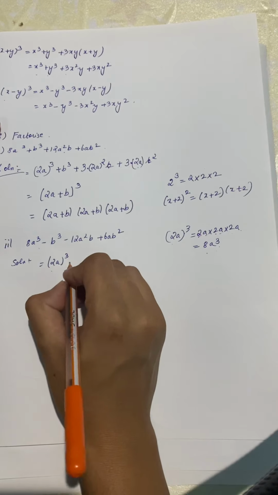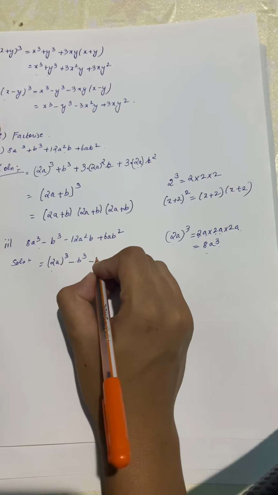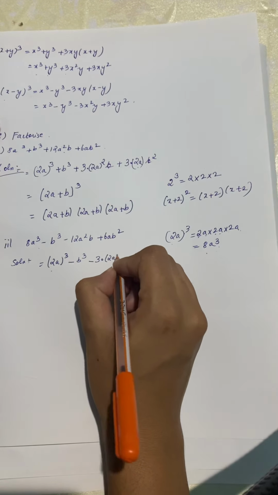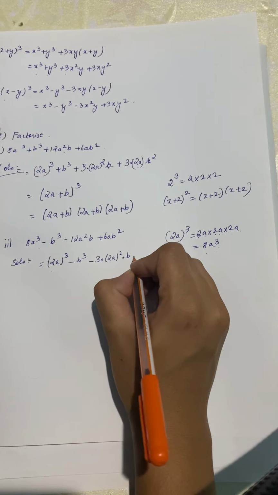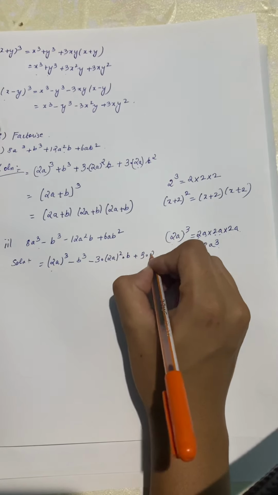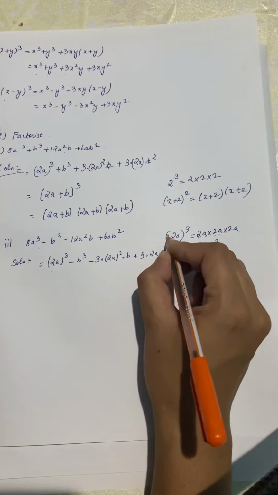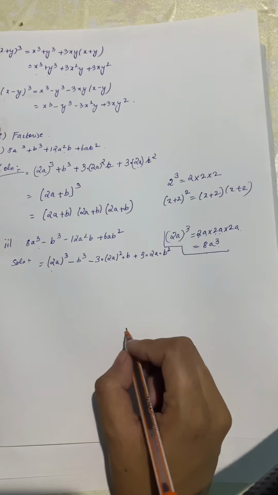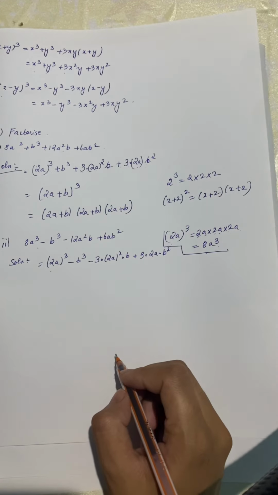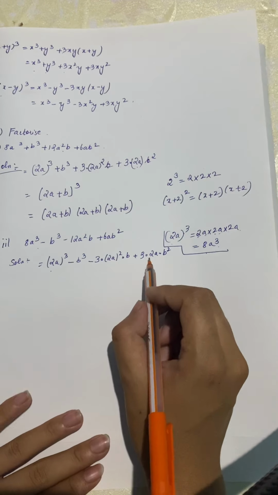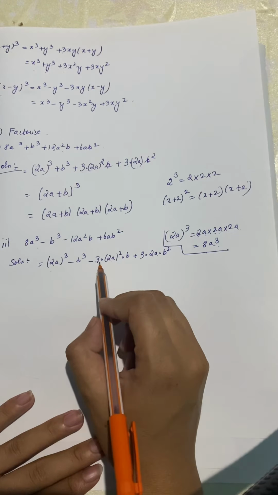So I can write it as (2a) cubed minus b cubed minus 3 into (2a) the whole thing squared into b plus 3 into 2a into b squared. Okay, this is what I'm getting. Okay, so you see, open up the bracket. 3 into (2a) squared would be 3 into 4a squared.